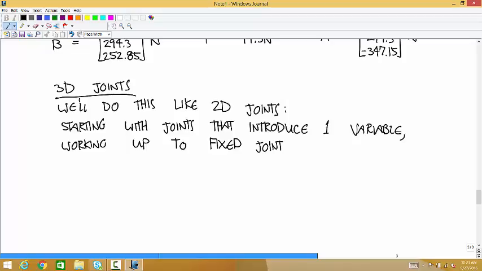which, in 2D, remember, a fixed joint introduces a full force vector and a couple because it doesn't allow any motion. In 3D, it doesn't allow any motion either, which means it restricts translation along all 3 axes, and it restricts rotation about all 3 axes. And so a fixed joint, in this case, introduces 6 variables. Any questions about any of this? Okay.